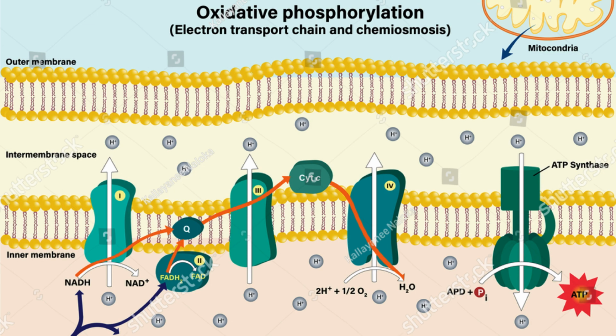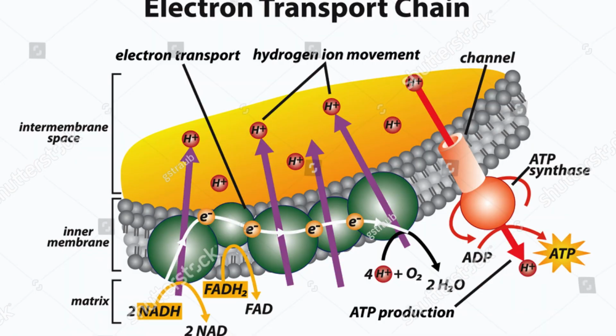The energy released by the electron transfer is used to pump protons across the membrane, creating a proton gradient. The protons then flow back through a protein called ADP synthase, which uses the proton motive force to synthesize ADP from ADP and phosphate. This process is called chemiosmosis.